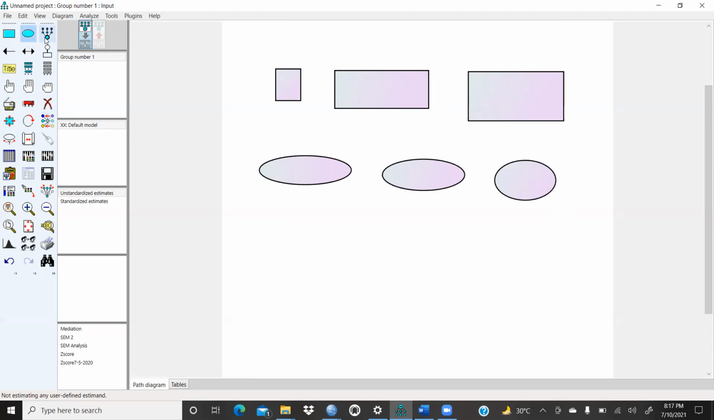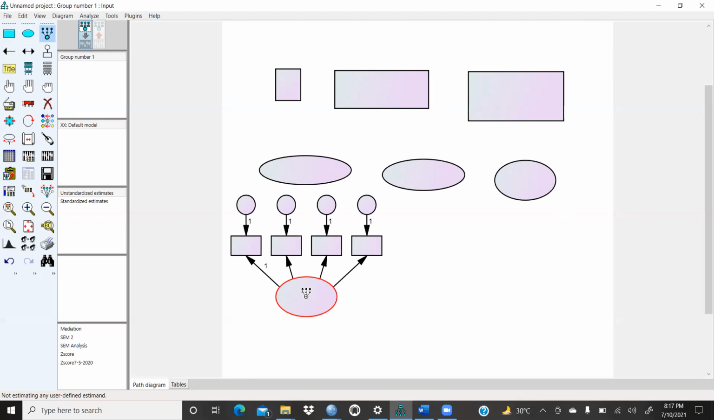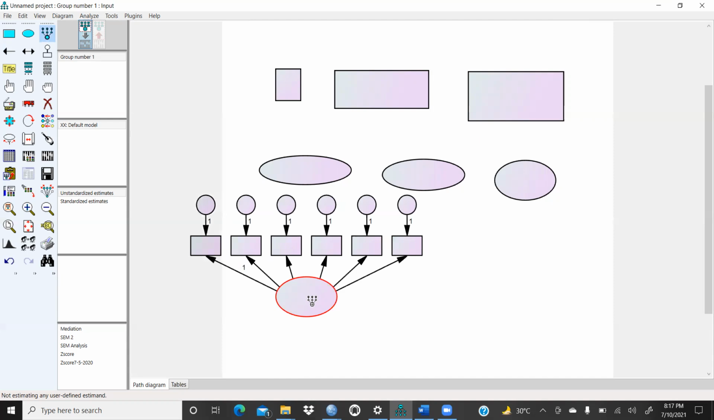We will click on draw a latent variable or add an indicator to a latent variable. You can see here these are the number of factors. Let's say I have 4 factors to define this construct, right? Once again, 5 factors, 6 factors, right? In that way you can draw here.